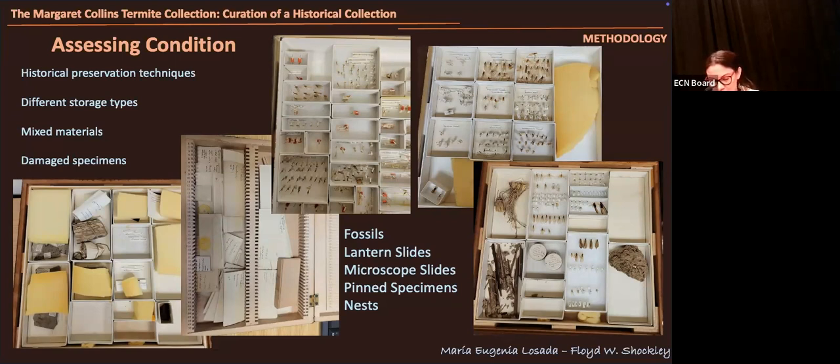Slides were in some cases just placed disorganized into the box. In some cases, they were held by some kind of paper envelopes. But that's what I say, you need to open everything carefully because you don't know how things were stored during the time. Then I was finding things like types mixed with other identified species that weren't types, and also nests with pinned specimens, all mixed up.